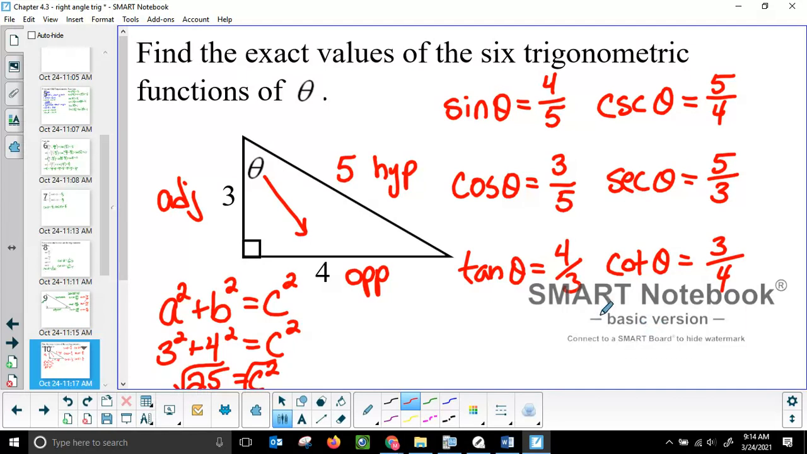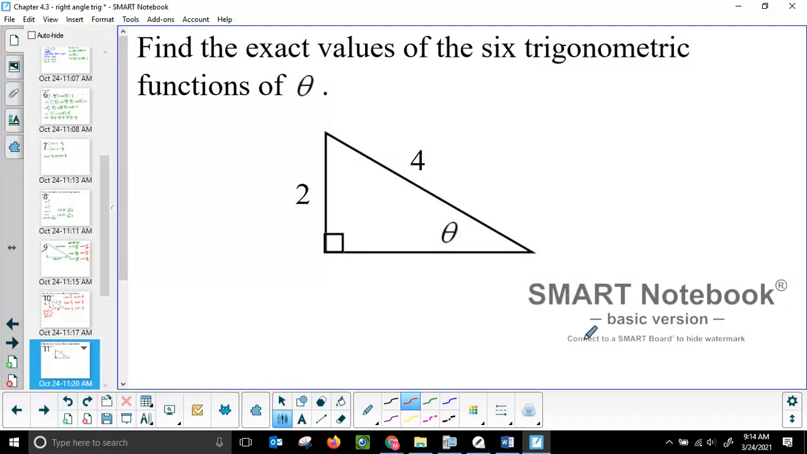All right, so everybody okay with getting the 6 trigonometric functions from a right triangle? Okay. All right, try this one.